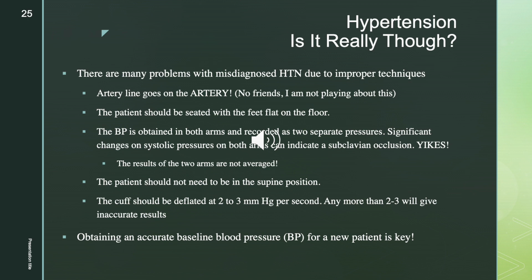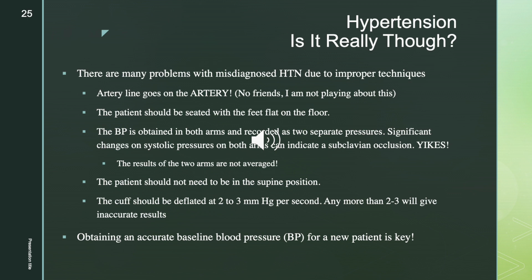If the blood pressure is obtained in both arms and recorded, it's got to be recorded as two separate pressures. Back in the day, a billion years ago, like literally 60 years ago, we would do two pressures and then we would average them together for a centralized pressure. That is not a thing anymore. It no longer exists. It hasn't existed for a while. It was a terrible idea to begin with.